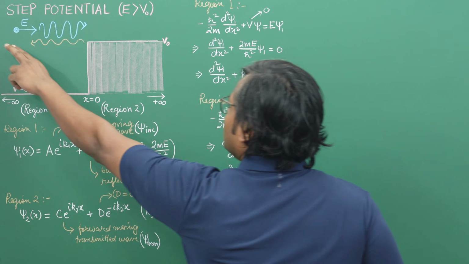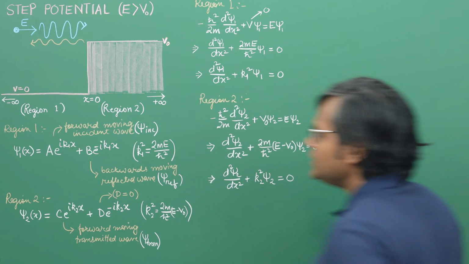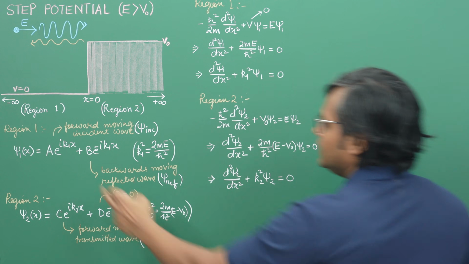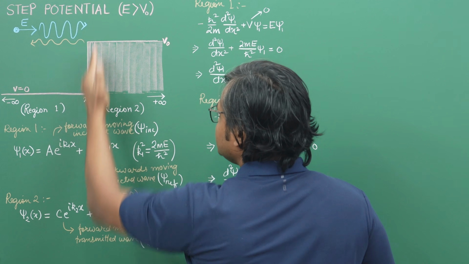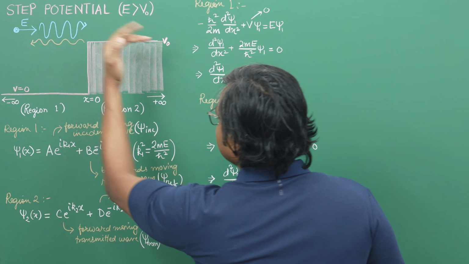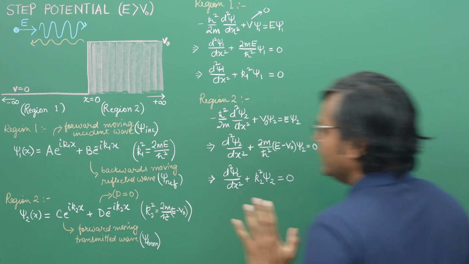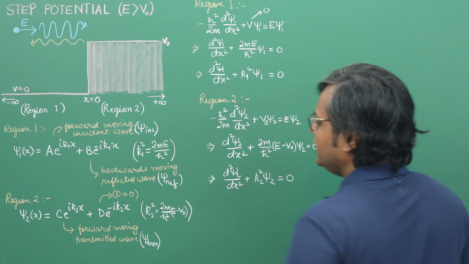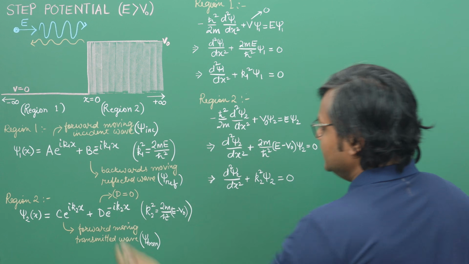So the particle approaches from left to right. You can imagine the particle to be a matter wave. This is the incident wave. It experiences reflection. This is the reflected wave. It experiences transmission. This is the transmitted wave. A reflected wave in region number 2 is not possible, so we have taken capital D is equal to 0.